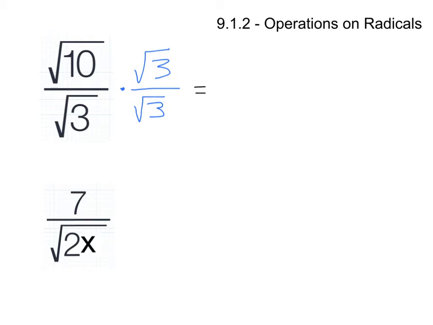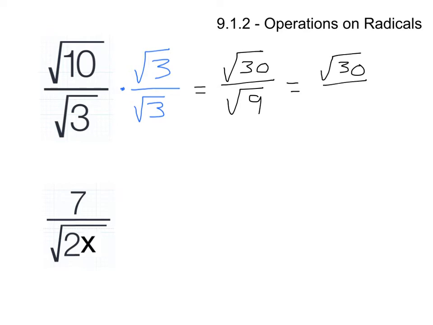Now when I multiply across, I do the square root of 10 times the square root of 3. Because it's a 10 and a 3 both inside a radical, that's going to become the square root of 30. My denominator is square root of 3 times the square root of 3, which is going to be the square root of 9. And now what I see is that I can simplify my denominator. And it's just going to become the square root of 30 over 3. Now that right there is completely simplified. 30 has no perfect square factors other than 1, and I no longer have a radical in my denominator, so I'm all set.